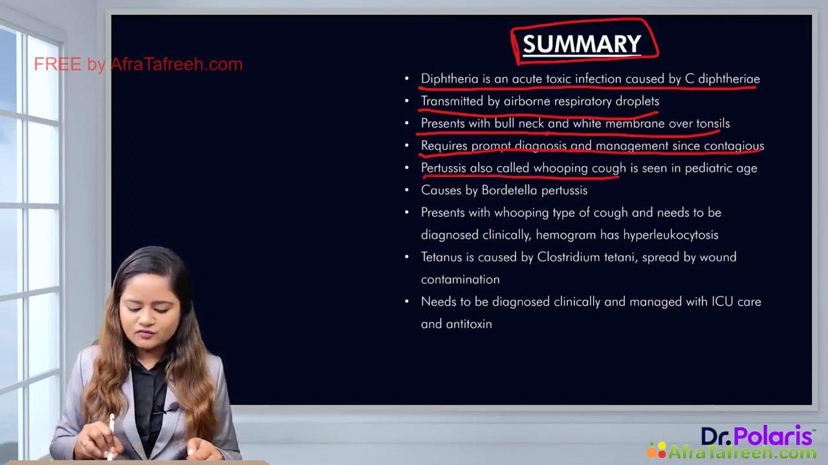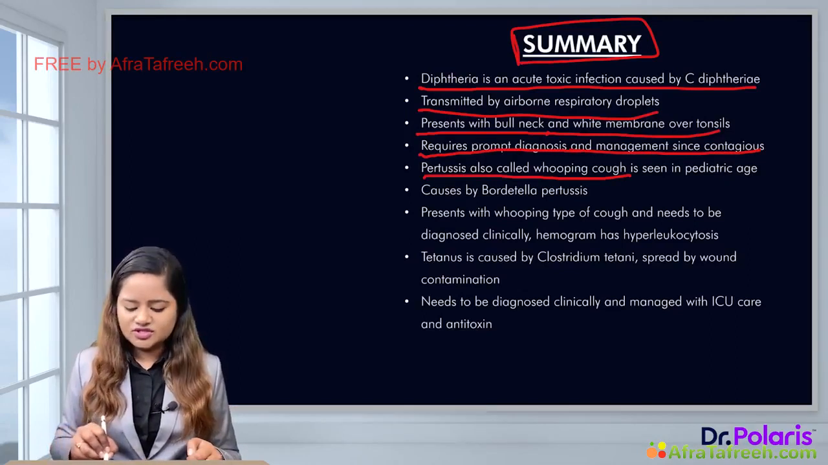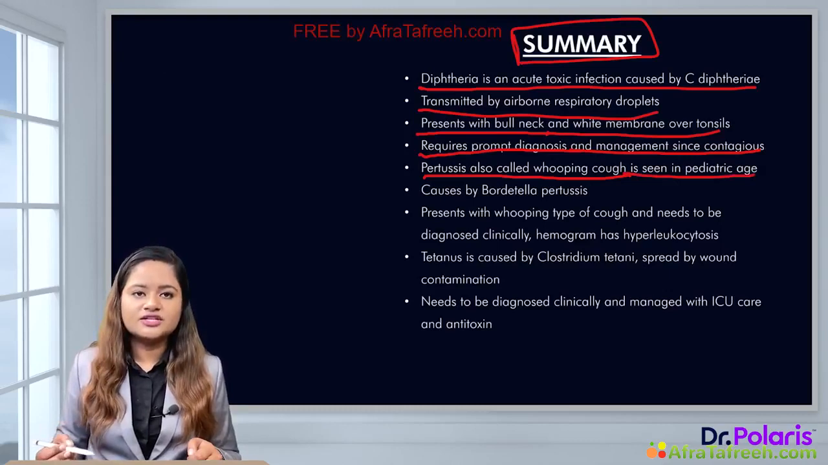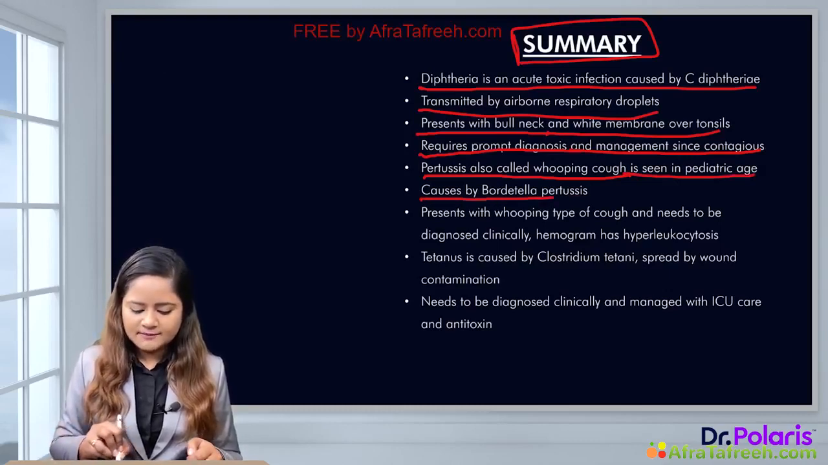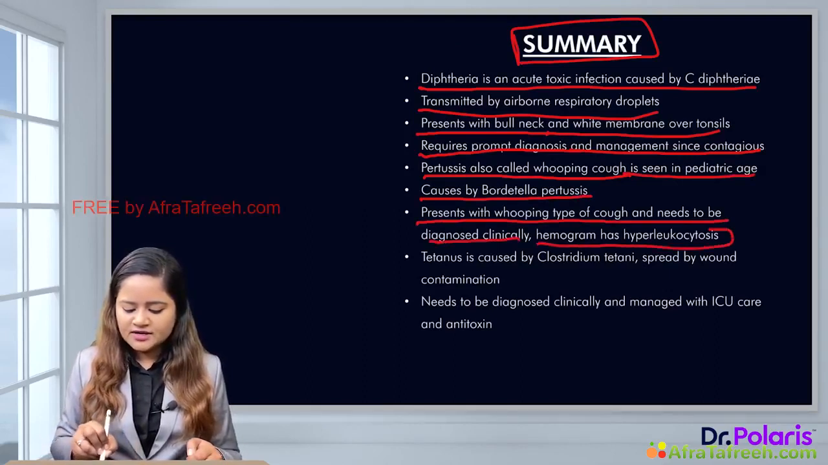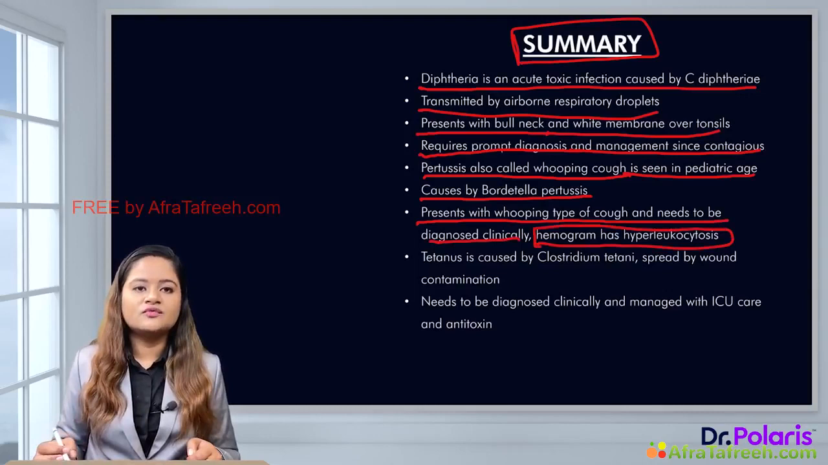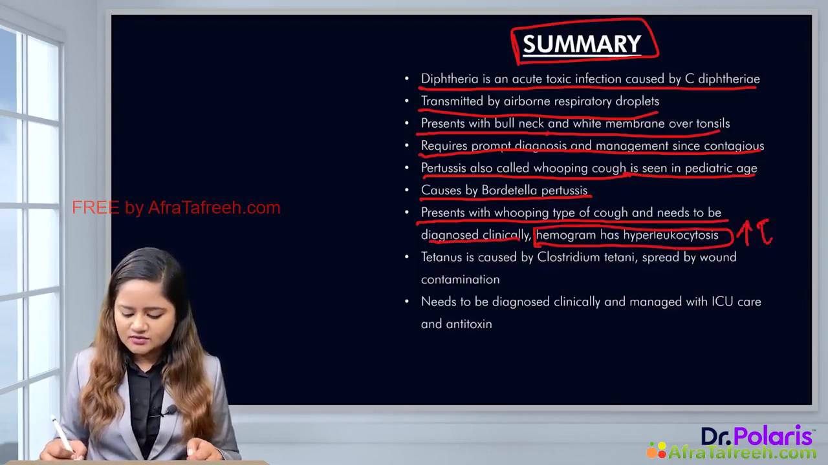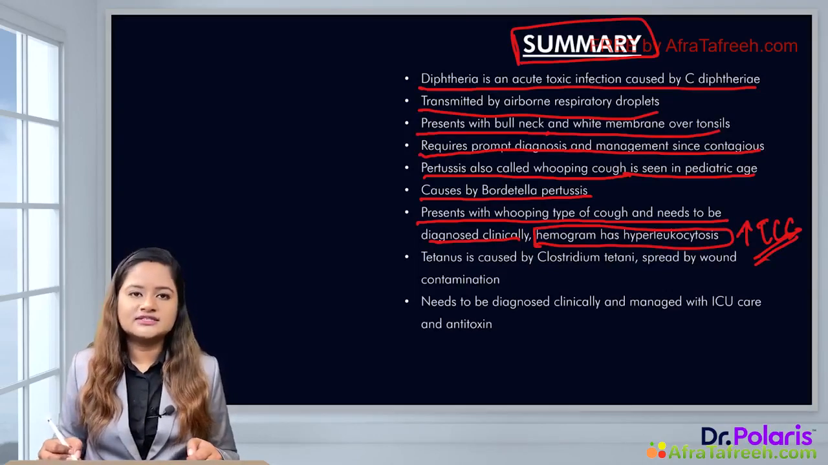Pertussis, also known as whooping cough disease, is seen only in children, especially less than 5 years of age. It is caused due to Bordetella pertussis. It presents with features of whooping type of cough and needs to be diagnosed clinically. A hemogram is highly suspicious with an increased TLC count, that is hyperleukocytosis is seen.